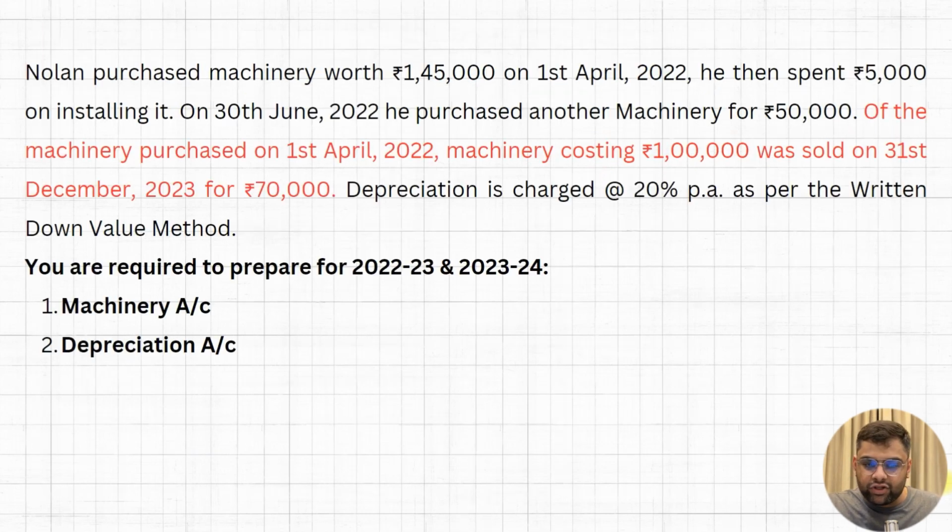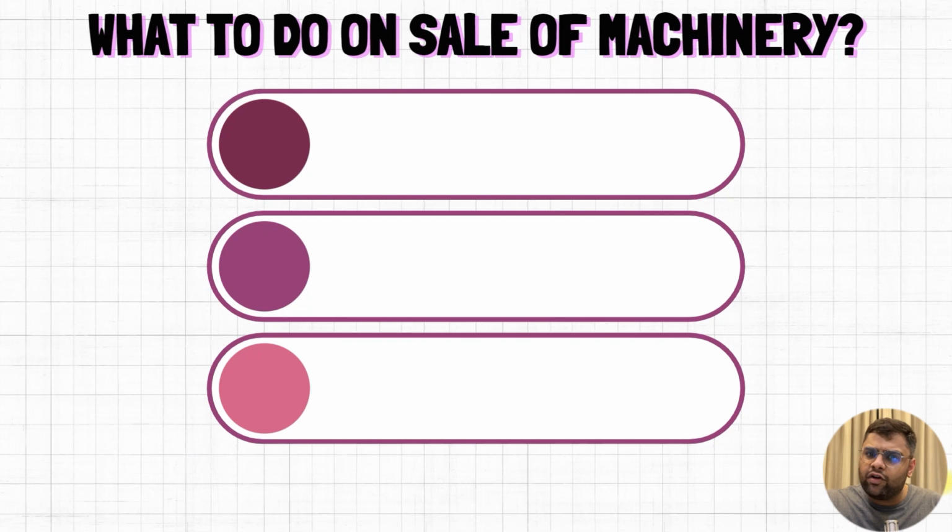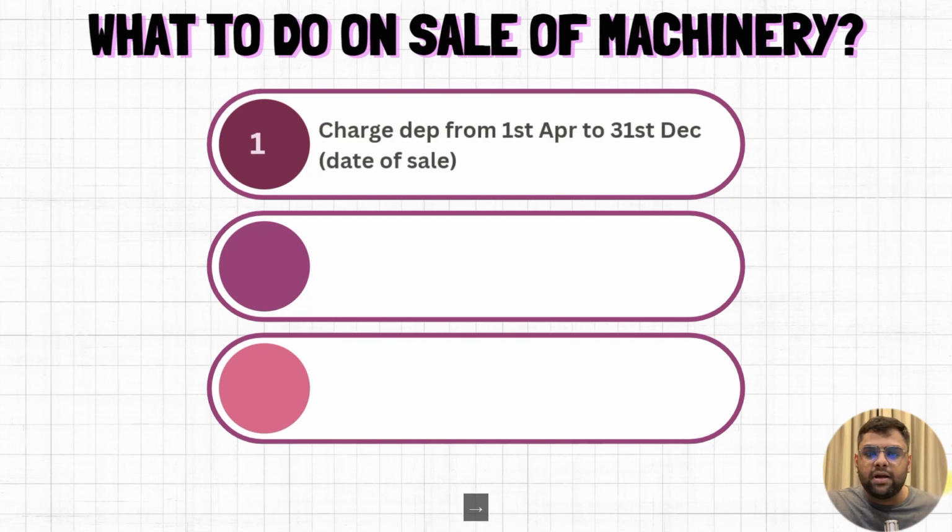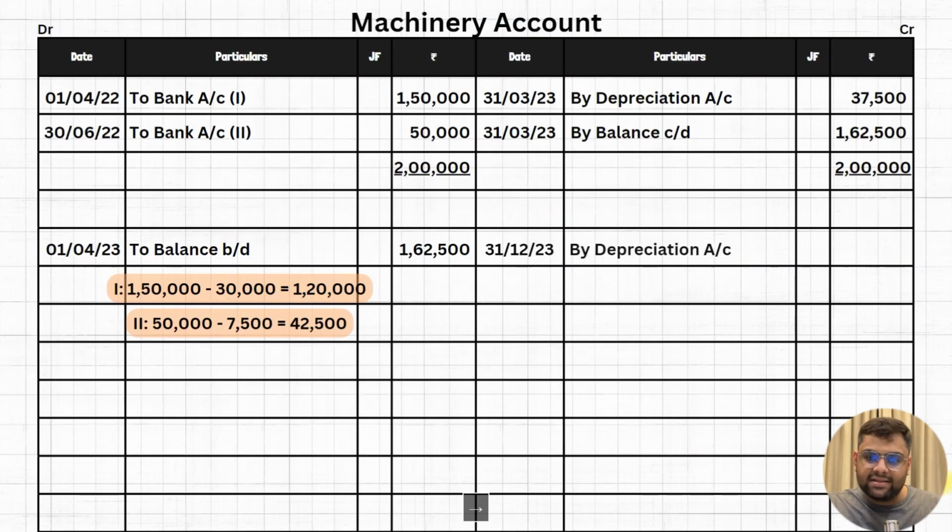Of the machinery purchased on 1st April 22, machinery costing rupees 1 lakh was sold on 31st December 23 for rupees 70,000. Now, what do you do when you sell an asset or sale of machinery? First step, charge depreciation from 1st April to 31st December, which is the date of sale. Where do we charge depreciation? In the machinery account on the credit side.